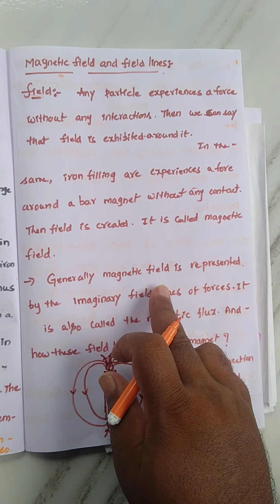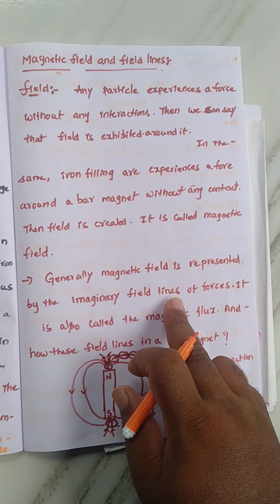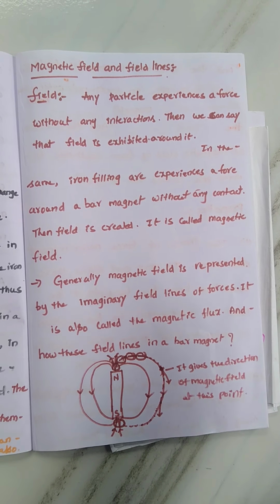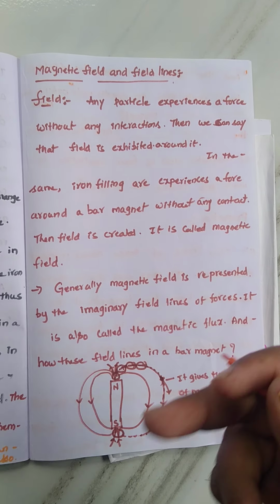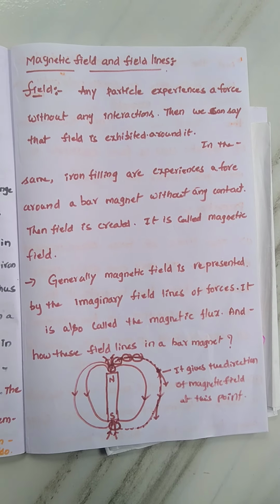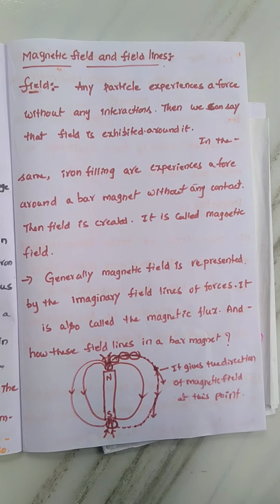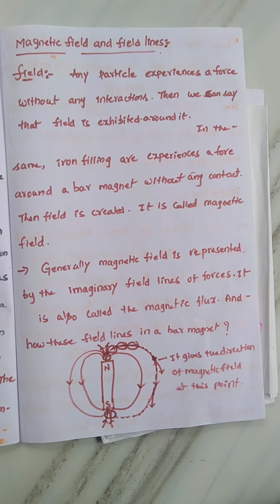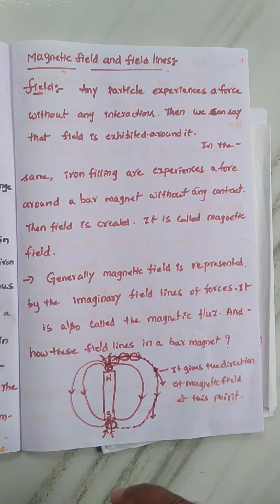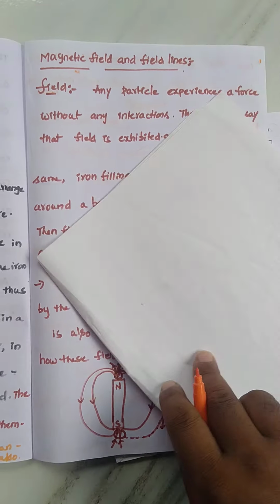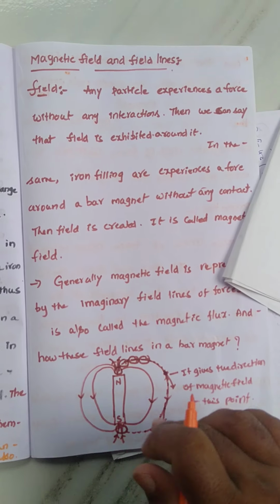Generally, a magnetic field is represented by imaginary field lines of force. These field lines of force are called magnetic field lines or magnetic flux, right? How we can represent this in the form of imaginary field lines, now I am going to discuss, right? See, I am drawing it again here. You can draw this in your notes.